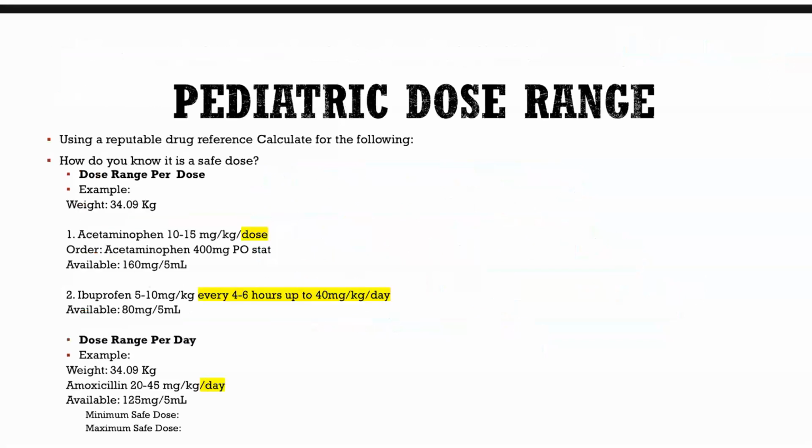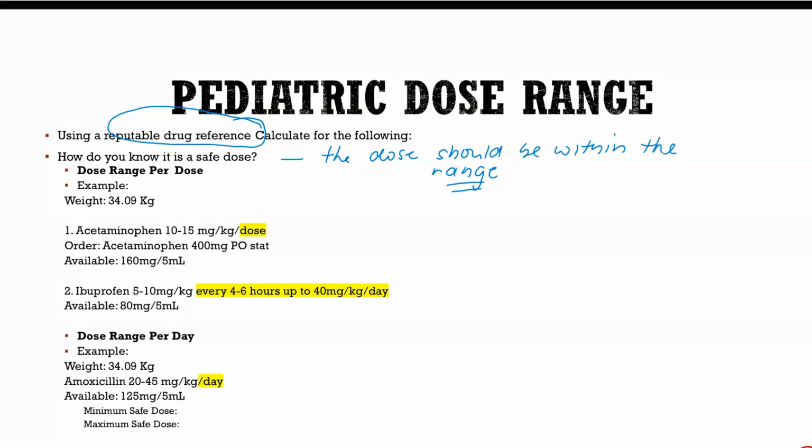Alright, so pediatric dose range. How do we find out what the range is? We need to use a reputable drug reference in order to calculate those safe ranges. How do we know that it is a safe dose? For example, a physician or provider orders X amount of a medication. It is a safe dose if the dose is within the minimum and the maximum safe dose as stated in the drug reference guide. So it should be within the range provided.